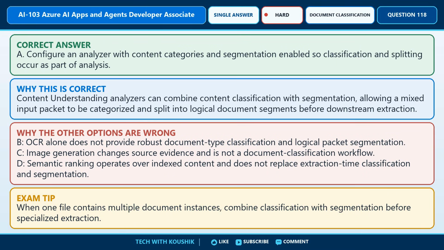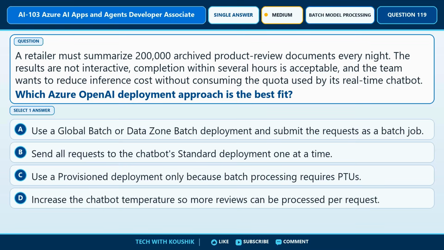The alternatives can be eliminated because of the following. B. OCR alone does not provide robust document type classification and logical packet segmentation. C. Image generation changes source evidence and is not a document classification workflow. D. Semantic ranking operates over indexed content and does not replace extraction-time classification and segmentation. Keep this examination point in mind. When one file contains multiple document instances, combine classification with segmentation before specialized extraction. Proceed to question number 119.